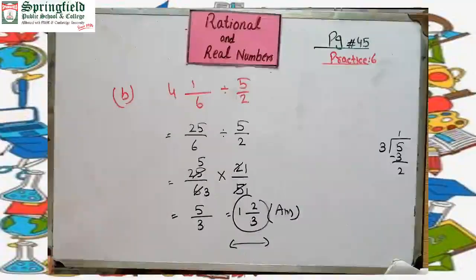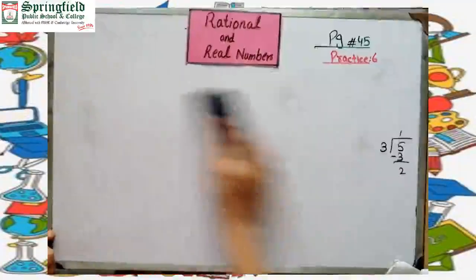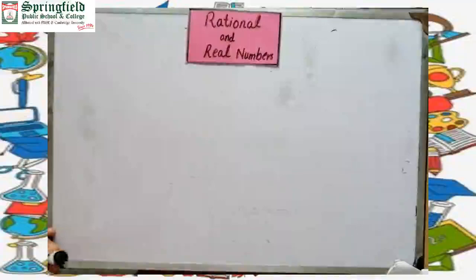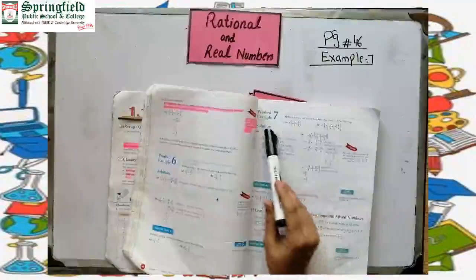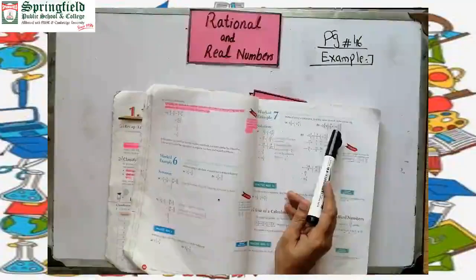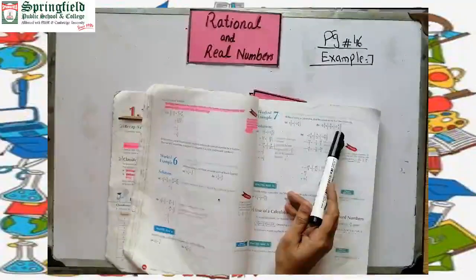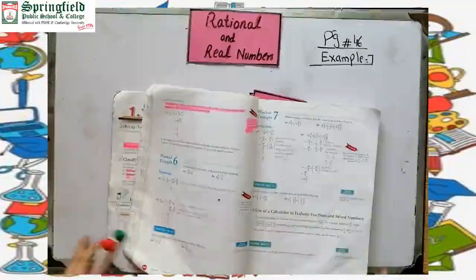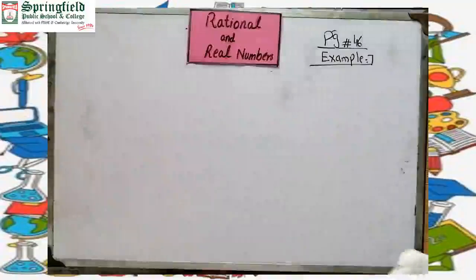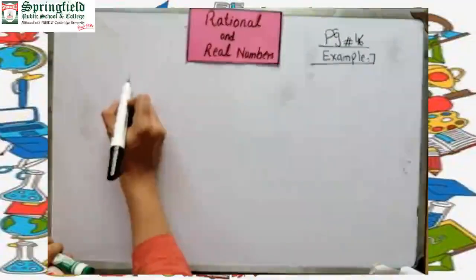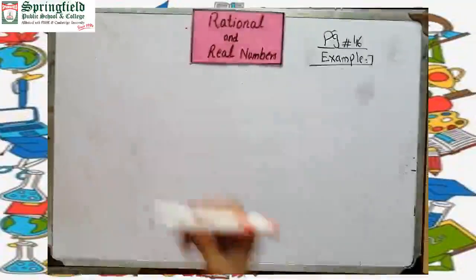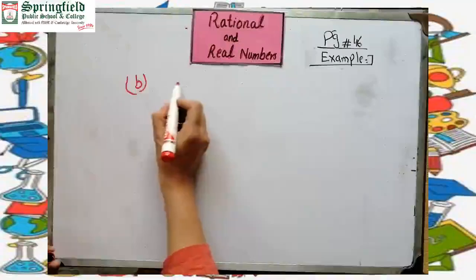Come on to example number 7, page 46. They are saying, without using a calculator, find the value of each of the following. Okay, now come on to part B. I will do just one part in each question and example. Fine, and the rest of the questions are your task. Okay, B part. Do the practice of part A.